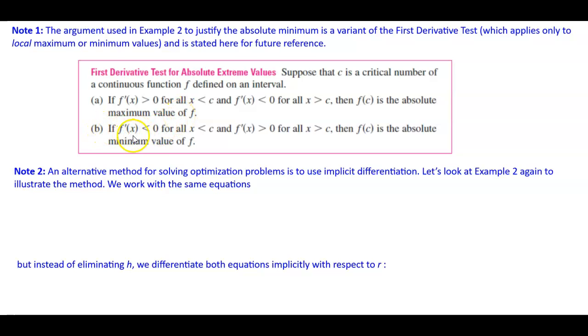B, if f prime of x is less than 0, or the first derivative is less than 0 for all x which is less than c, and the first derivative is greater than 0 for all x greater than c, then f of c is the absolute minimum value of f.